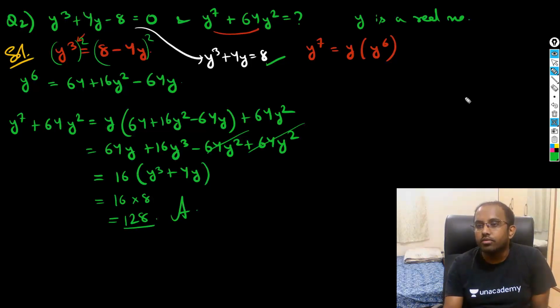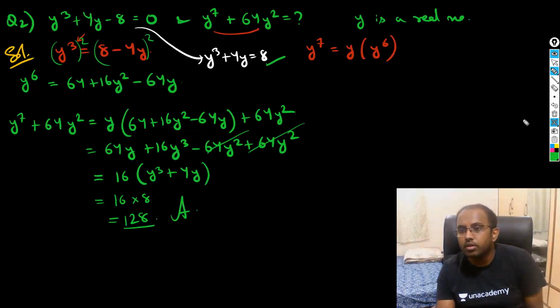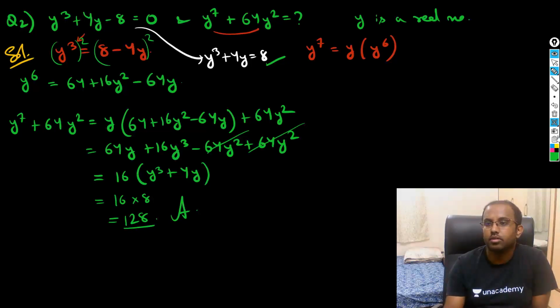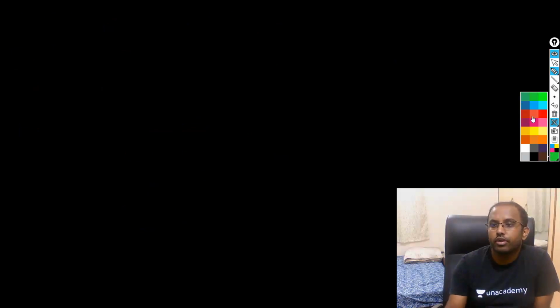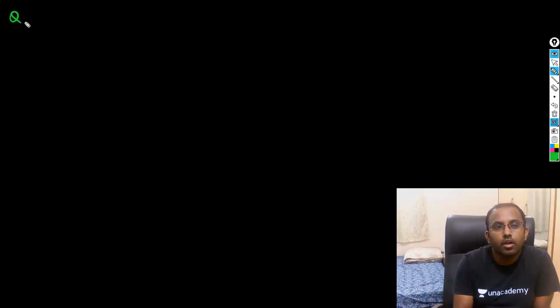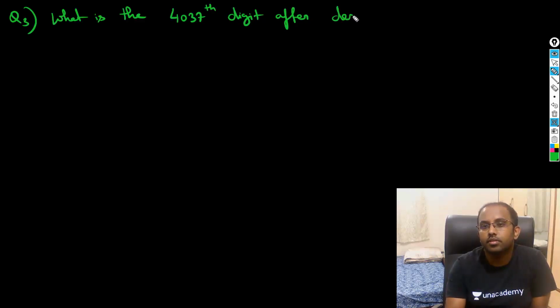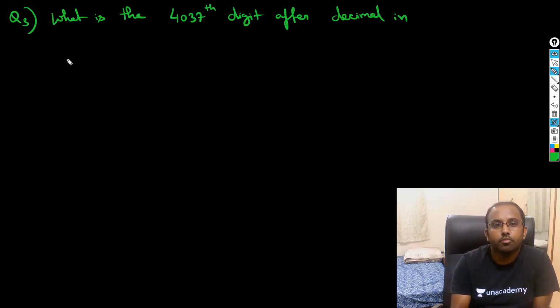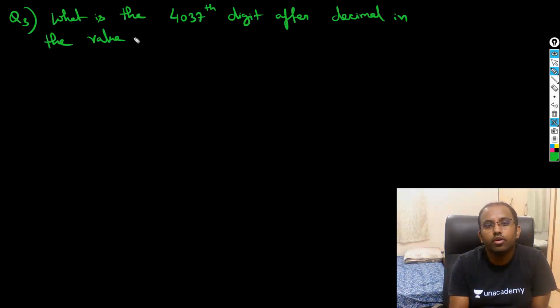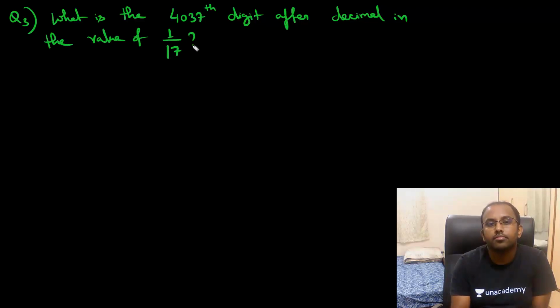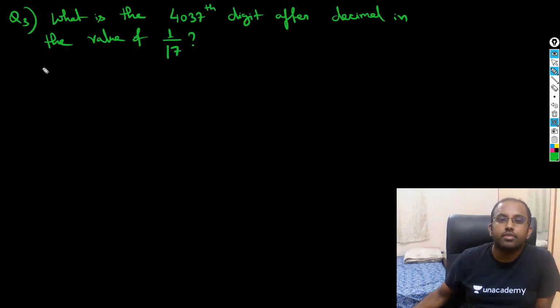Now let's move to the next question. Question 3 is, what is the 4037th digit after decimal in the value of 1 by 17, right? So what is the 4037th digit here after decimal?